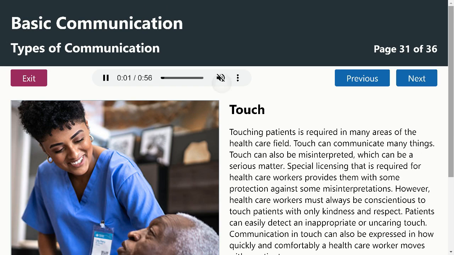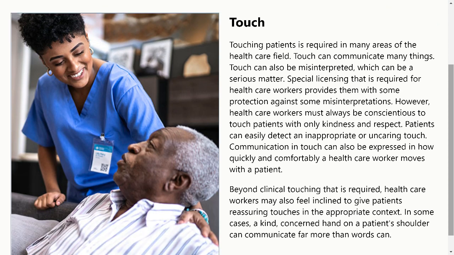Touch. Touching patients is required in many areas of the healthcare field. Touch can communicate many things. It can be misinterpreted, which can be a serious matter. Special licensing that is required for healthcare workers provides them with some protection against some misinterpretations. However, healthcare workers must always be conscientious to touch patients with only kindness and respect. Patients can easily detect an inappropriate or uncaring touch.